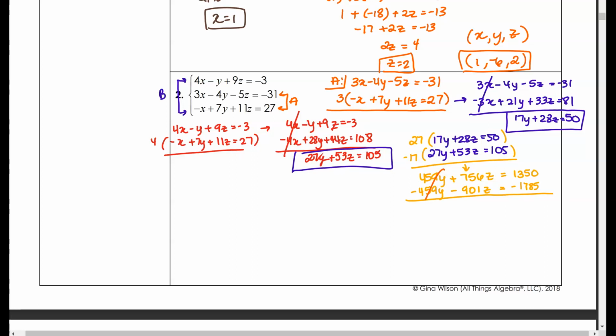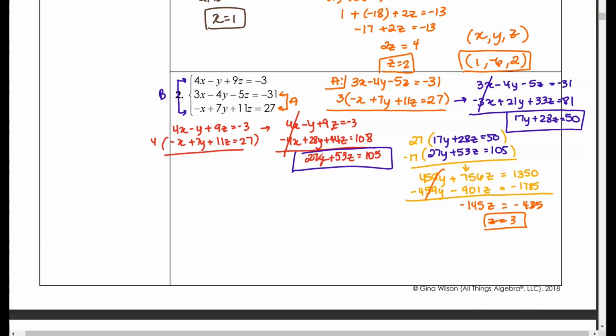756z minus 901z, that's going to give us a negative value of negative 145z. And then 1350 minus 1785, again, we're going to end up with a negative 435. We're going to divide both sides by negative 145. We end up with z is equal to 3, which is a nice small number.